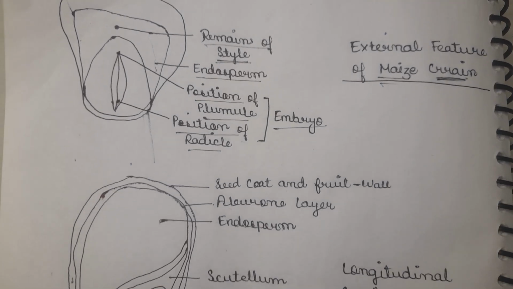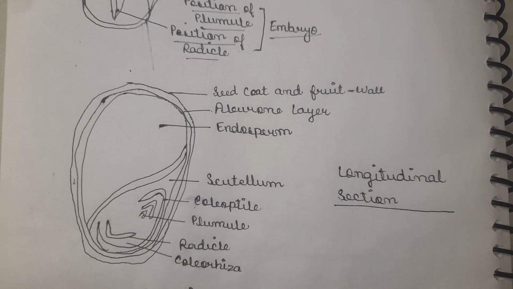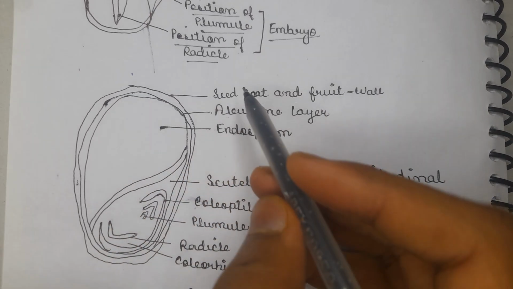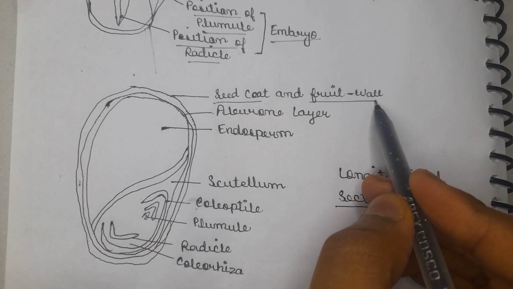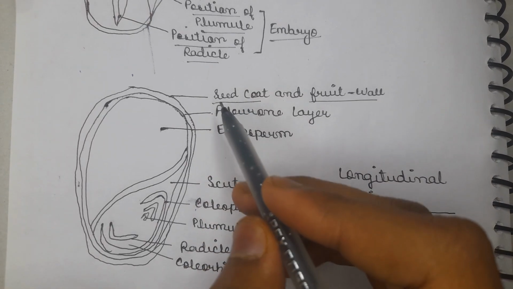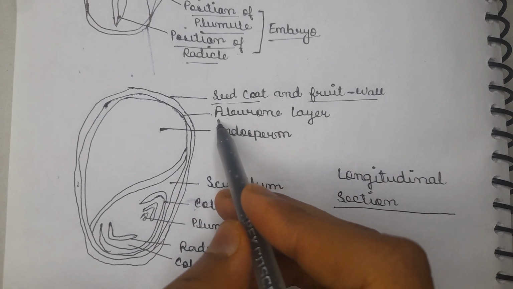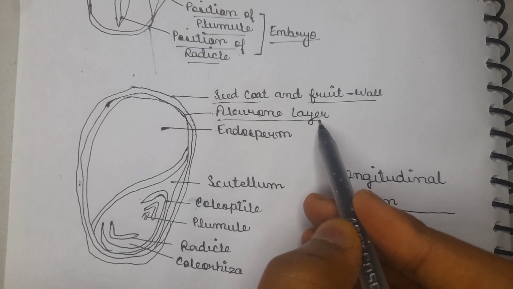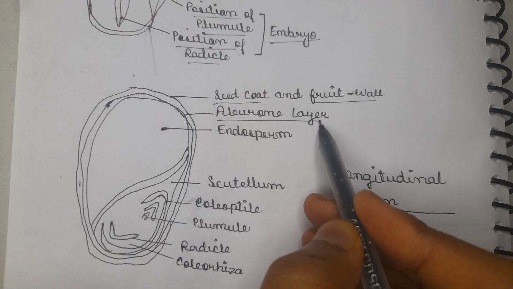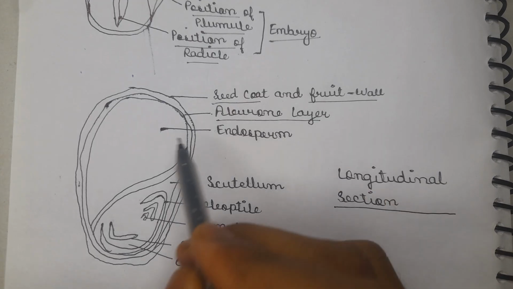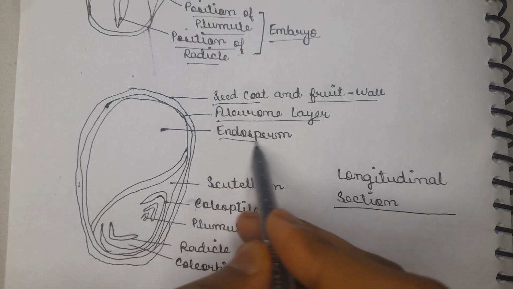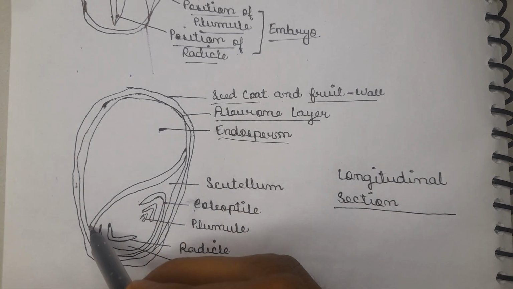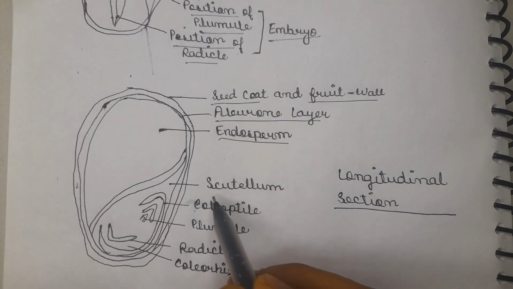Now from the longitudinal section of the maize grain, you will be able to understand in brief. Here the outer layer of this maize grain is basically the seed coat and the fruit wall that get fused to form a protective layer. Inside this layer there is a secondary layer, that is the aleurone layer. This aleurone layer is basically the outermost protein-rich layer of the endosperm. In the broad region is the endosperm that is present inside the maize grain. Now this lining is basically the scutellum.